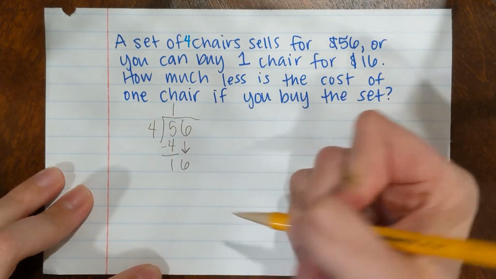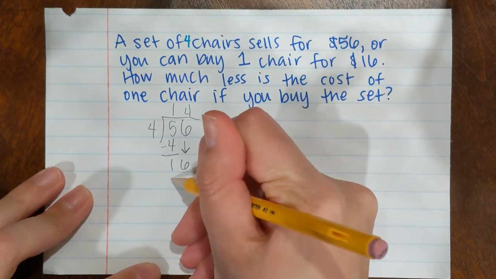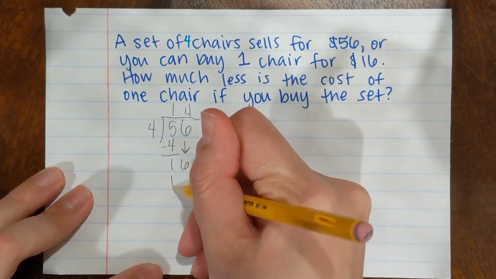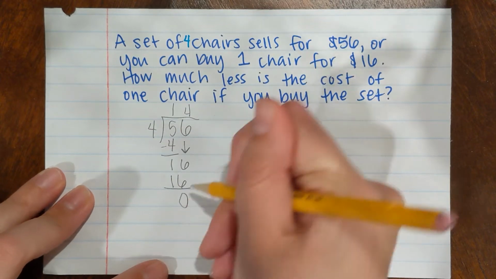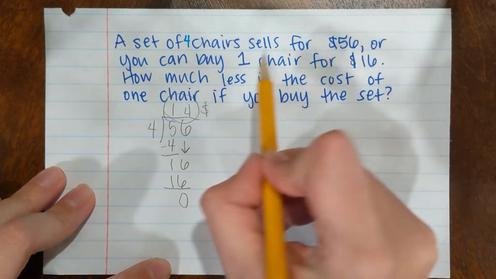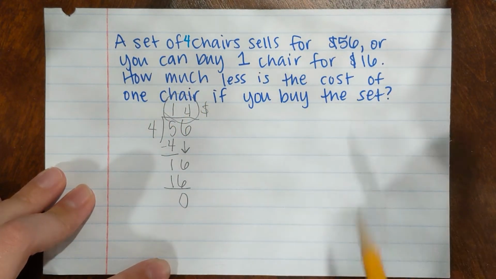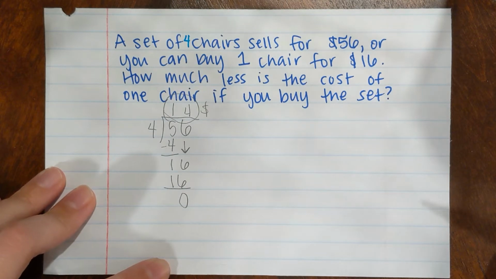16. How many groups of 4 can I take out of 16? 4 groups. And if I take out 4 groups of 4, I'm taking out 16. None left over, no remainder. My answer is $14 each for when it's a set. But when it's not a set, they're $16. Am I done? No, because that's not what they're asking.